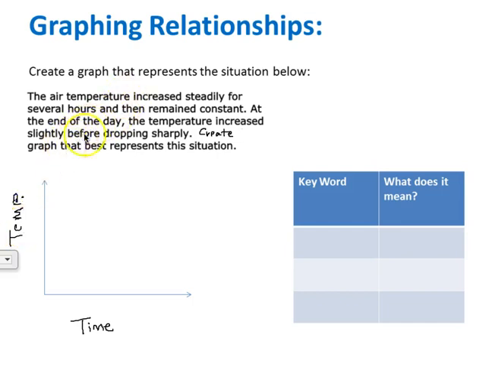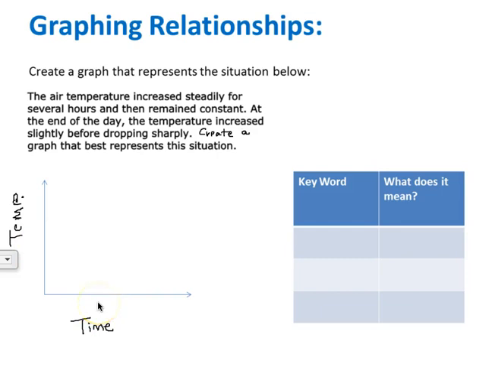All right, so the situation says the air temperature increased steadily for several hours and then remained constant. At the end of the day, the temperature increased slightly before dropping sharply. Create a graph that best represents this situation. So again, we're graphing a relationship between two things. And in this case, we're looking at the relationship of time and the temperature. How did the temperature change over time?